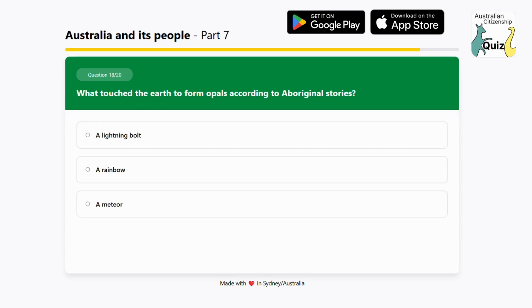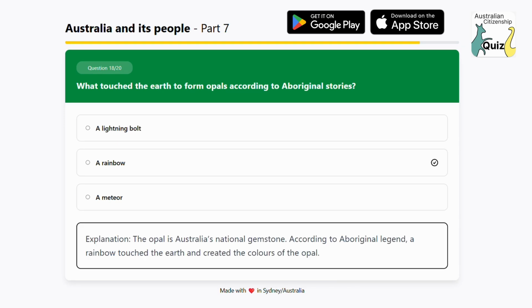What touched the Earth to form opals according to Aboriginal stories? Option 1, a lightning bolt. Option 2, a rainbow. Option 3, a meteor. The answer is a rainbow. Explanation: the opal is Australia's national gemstone. According to Aboriginal legend, a rainbow touched the Earth and created the colors of the opal.